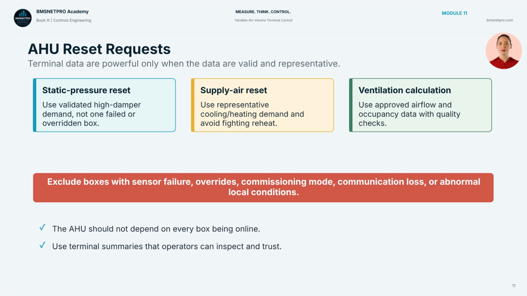Terminal data can support static pressure reset, supply air temperature reset, ventilation calculation, zone demand summaries, and fault detection. But the data must be valid and representative. Exclude boxes with sensor failure, overrides, commissioning mode, communication loss, or abnormal local conditions. A single bad terminal should not drive the entire AHU to maximum pressure or inappropriate supply air temperature.